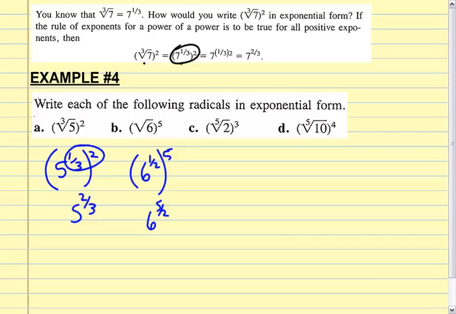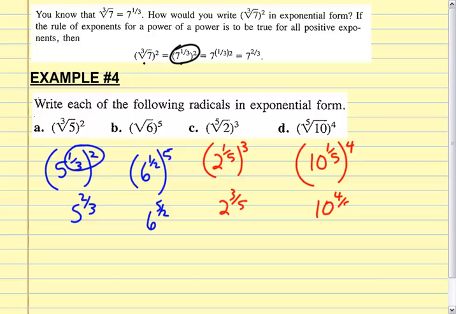Let's see, this next one says write each of the following radicals in exponential form. I'll do this next one in red. It's easy. 2 to the 1/5, cubed, that's 2 to the 3/5. I could find out what number multiplied by itself 5 times equals 2, and then I could raise it to the 3rd power. Here, 10 to the 1/5 raised to the 4th power is going to be 10 to the 4/5. Nice.